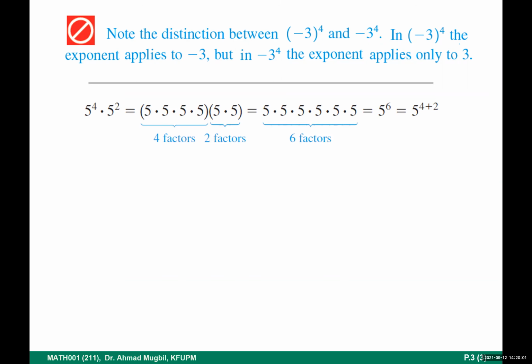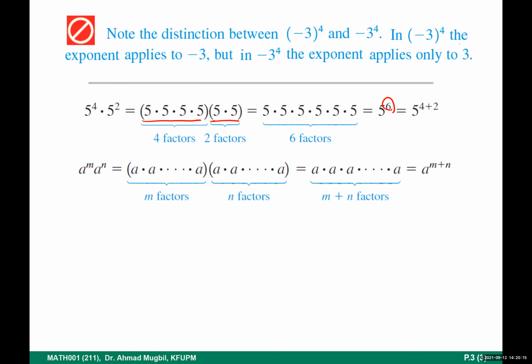Look at this. When we have 5 to the power 4 times 5 to the power 2, you have here 4 factors of 5 and 2 factors of 5. So you have 5 to the power 6. Indeed, this 6 is coming from 4 plus 2. In general, when you have a to the power m multiplied by a to the power n, it is just a to the power m plus n. This says that when you multiply two powers with the same base, just add the exponents.